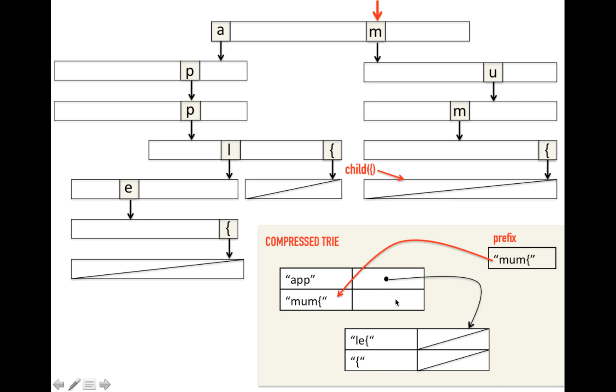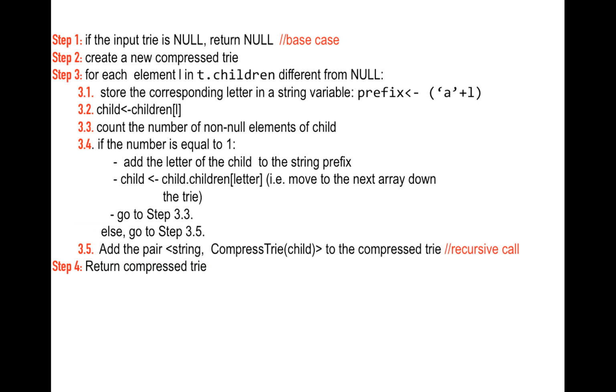And now we have to find out the address, so we make a recursive call with the child, the end-of-word symbol. But because this is going to enter the CompressTrie function as a null trie, we just return null, and we are done. So these are the steps that you have to go through. Because CompressTrie is a recursive function, we have a base case here, and we have a recursive call here. So the base case is, if your input trie is null, return null, that's it.